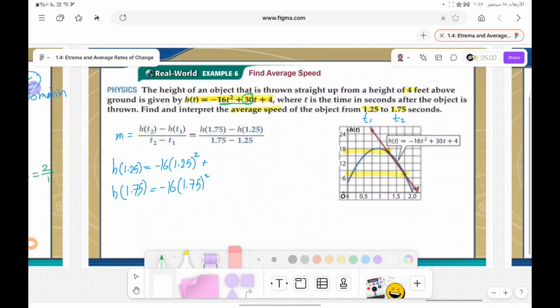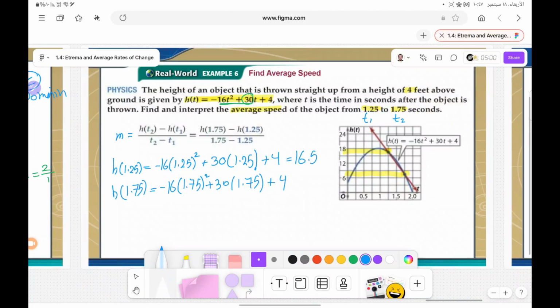Let's find the values again. It will be plus 30 times 1.25 plus 4, and plus 30 times 1.75 plus 4. The first one here will become 16.5, and this one here will become 7.5. So now these values are correct.